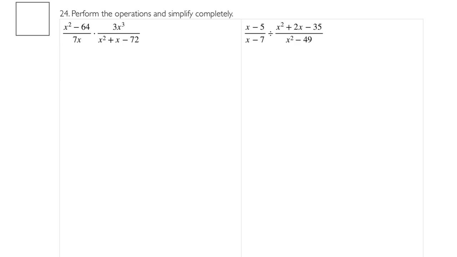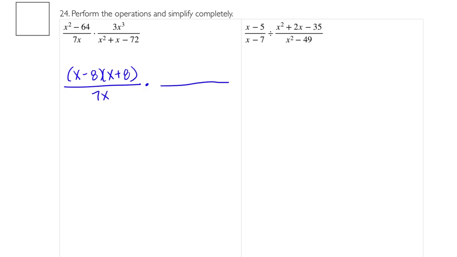Okay, with multiplying and dividing, it's a little bit more of the same. So you want to factor first and see what cancels, and then after you cancel everything, you want to do your multiplying or dividing. So this first expression, x squared minus 64, that's a difference of perfect squares. So it's x minus 8, x plus 8. And its denominator is just 7 times x.